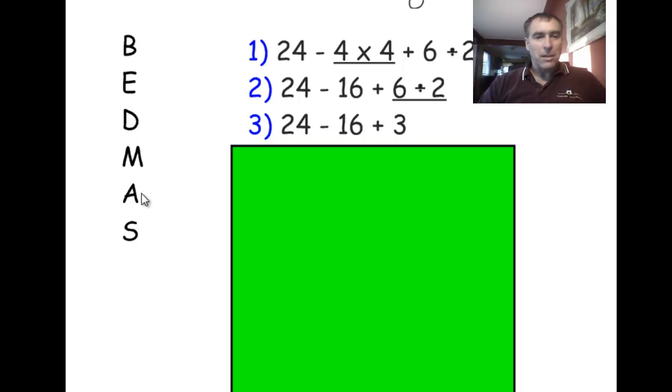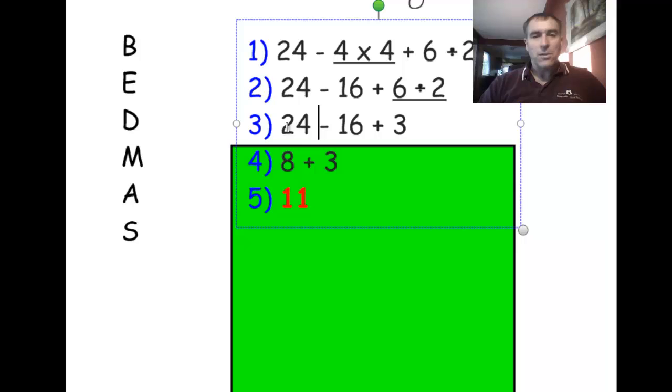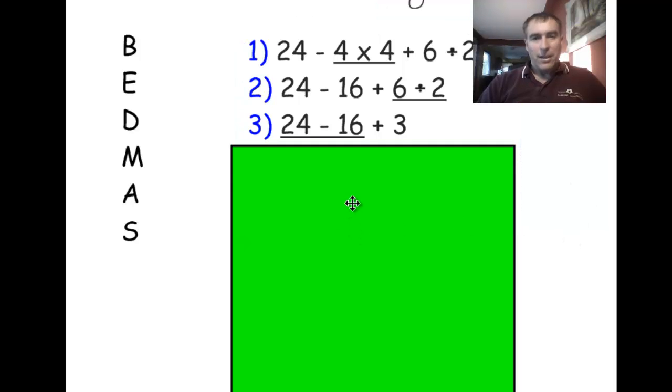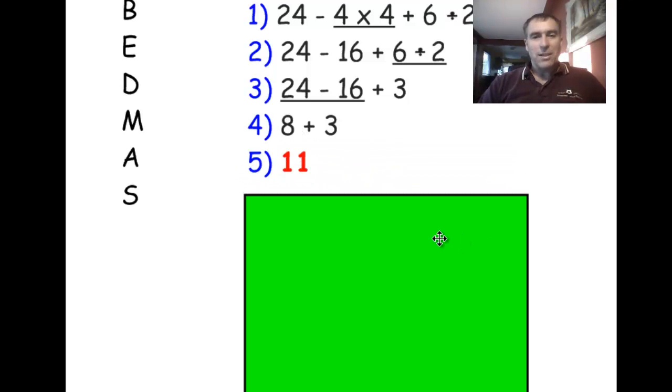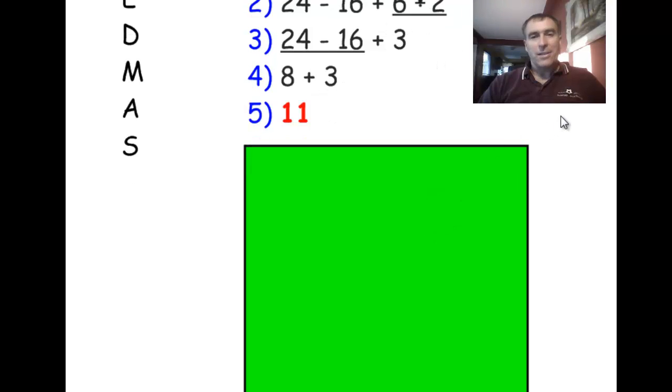We go down our BEDMAS and we see that addition and subtraction are done in the order in which they come. So the first thing we're going to do in this problem is we'll do the subtraction because we read from left to right. So we'll do that first. So we'll highlight that, underline it, and we'll substitute for what is underlined. We'll substitute that with the answer, which is 8, and 8 plus 3, lo and behold, our answer is 11.